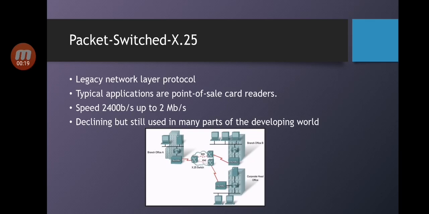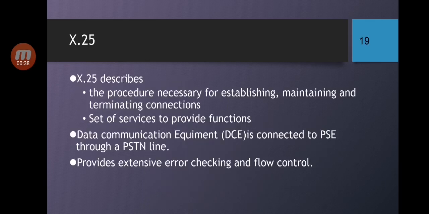A typical application is point of sale card readers, and the speed is actually between 2400 bits per second to 2 megabits per second. It is actually now declining, but still used in many parts of the developing world. It describes the procedure necessary for establishing, maintaining, and terminating connections.